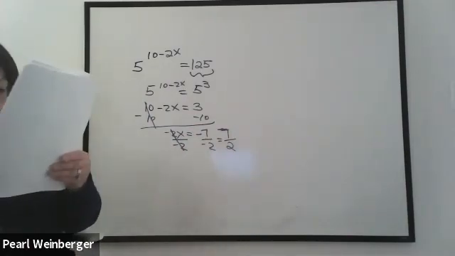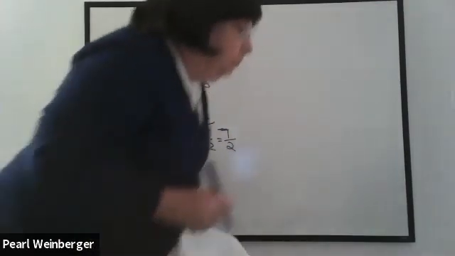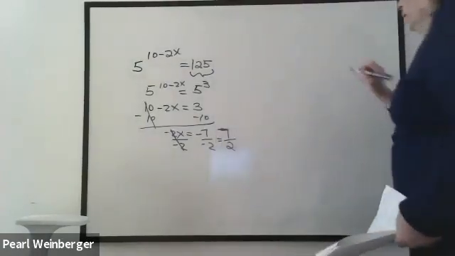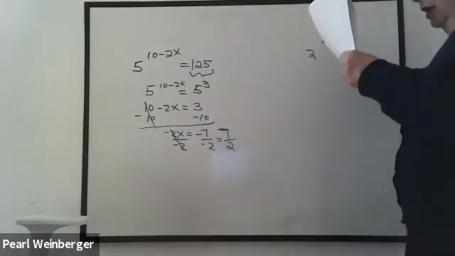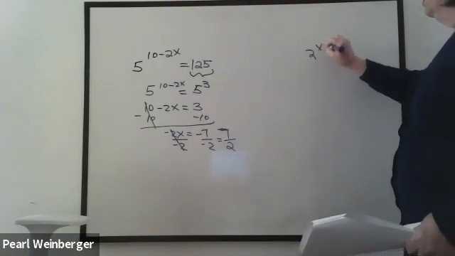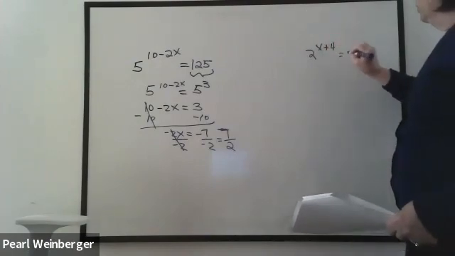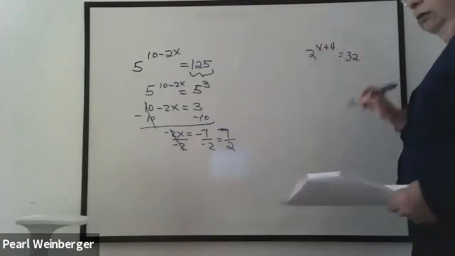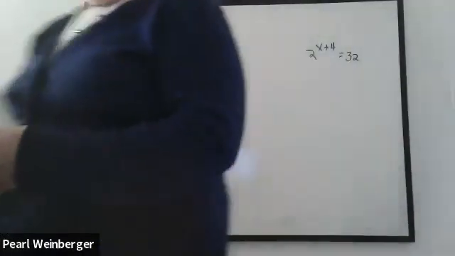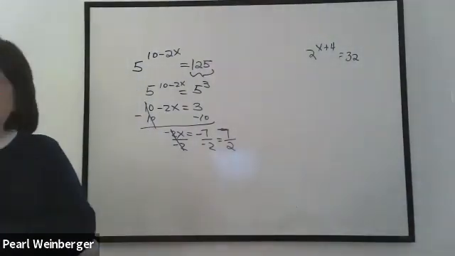Here's one for you to try. 2 to the x plus 4 equals 32. While you're doing that one, I'm going to take attendance.